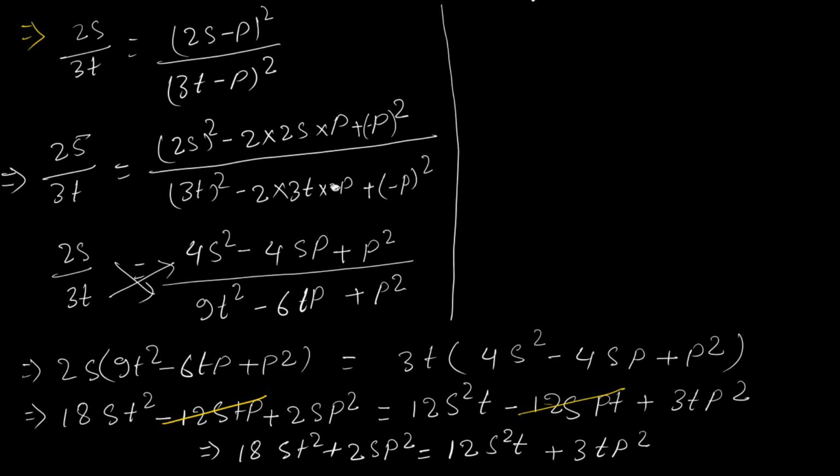Now here you tell me, is there anything which we can take common? 18 st square and st, sp and tp, sp and tp. So we will do some arrangement here. What arrangement will you do, sir?